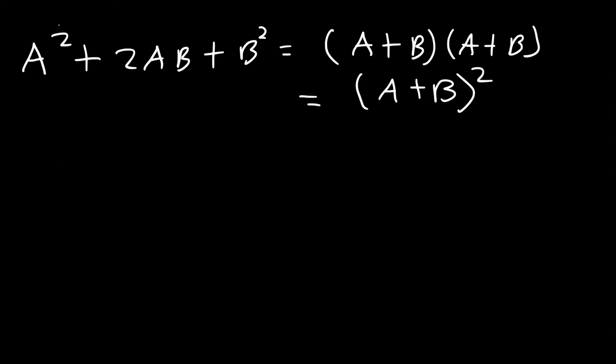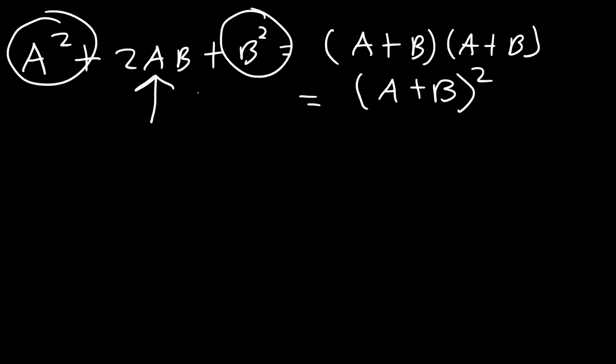So how can you tell if a trinomial is a perfect square trinomial? What you want to do is take the square root of this term and the square root of that term, multiply by 2, and you should get the middle term. So for example, x squared plus 8x plus 16.